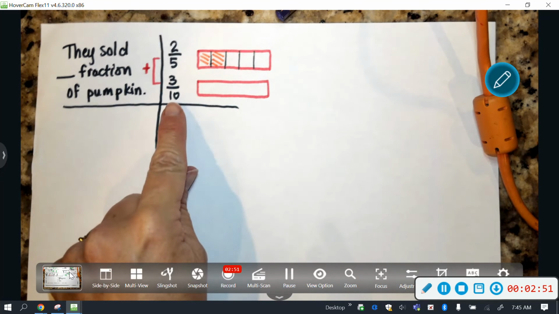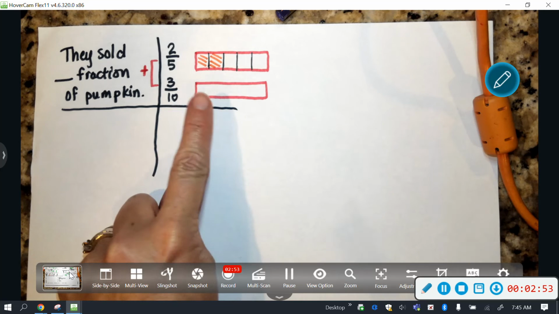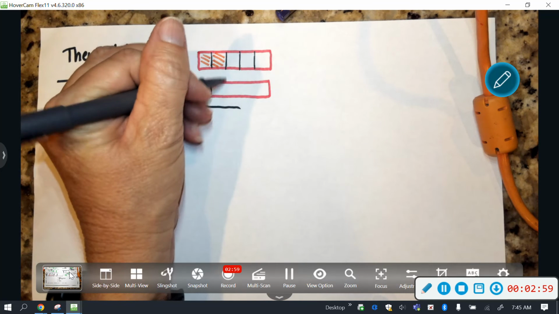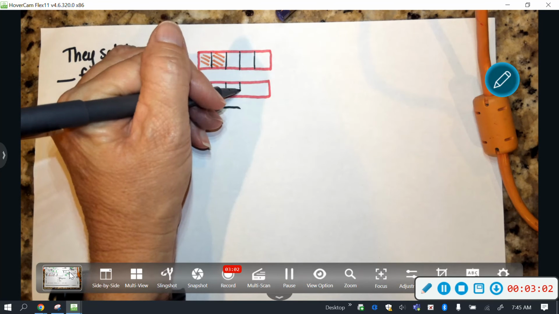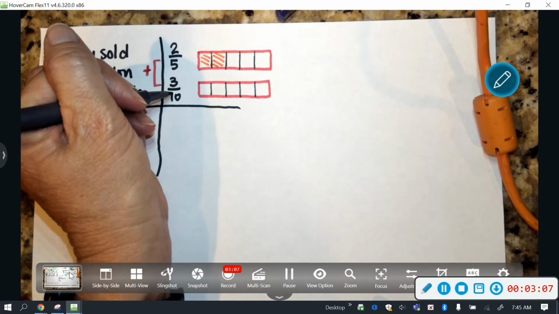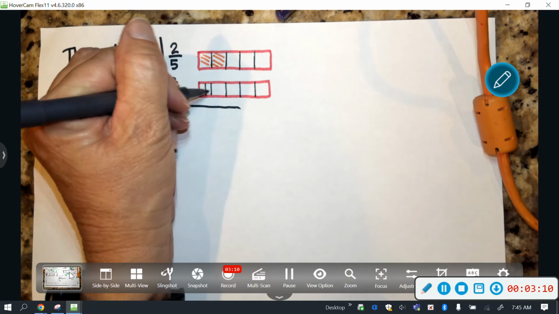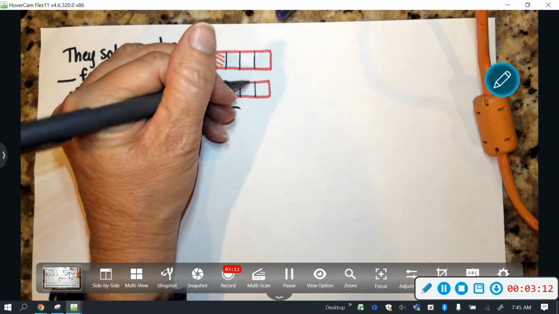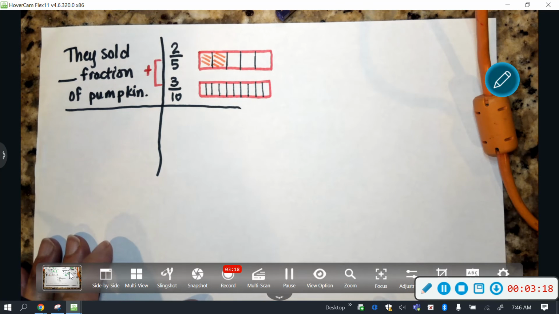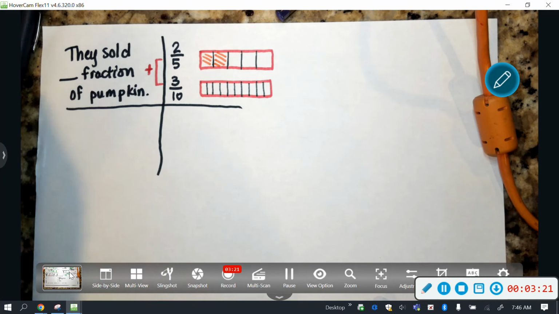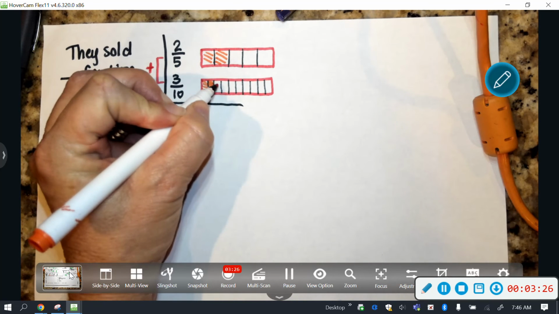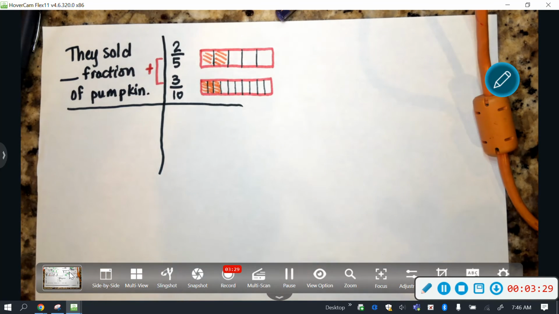My next picture, I need 10 equal pieces. So I'm going to go ahead and use my markings for 5. Just kind of replicate those down. Because I know that if I cut my 5ths in half, then I will have 10 equal pieces. And that makes it easier to draw, but it also makes it a little more even to look at. And now I'm going to shade in 3 of those 10ths.